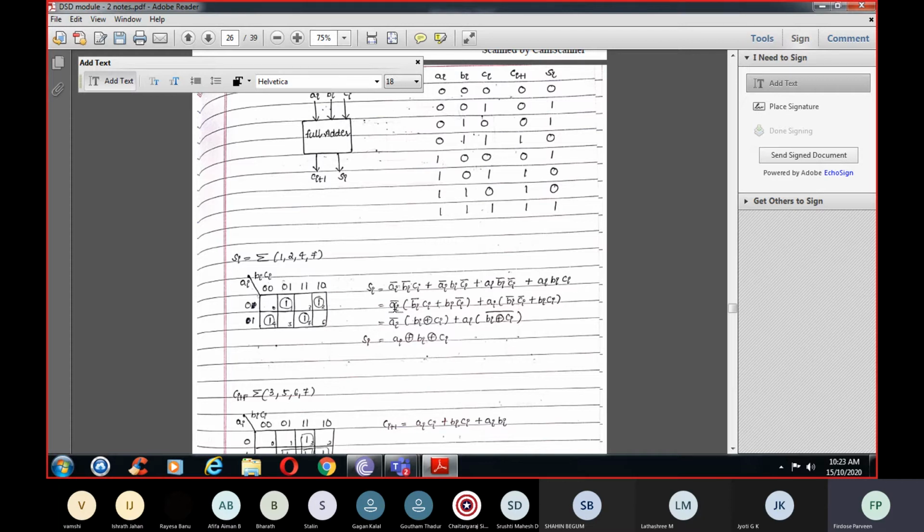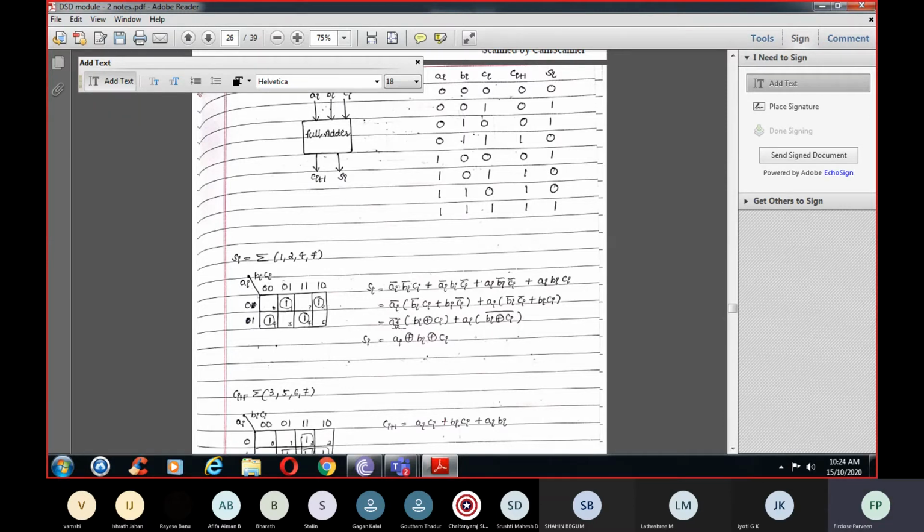Now you take common. In these two, I'll take A_i bar common. So here what remains? B_i bar, C_i. Here what remains? B_i, C_i bar. In the same way, here I will take A_i common. What remains? B_i bar, C_i bar plus B_i, C_i. Now, this is nothing but again XOR, that is B_i XOR C_i. Here it is XNOR, B_i XOR C_i whole bar.